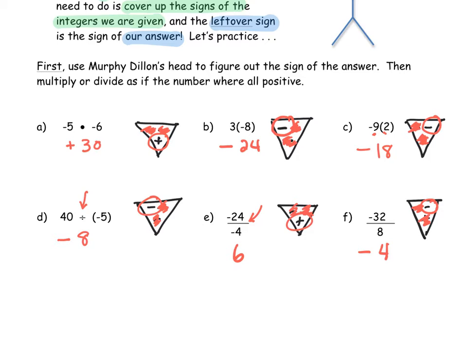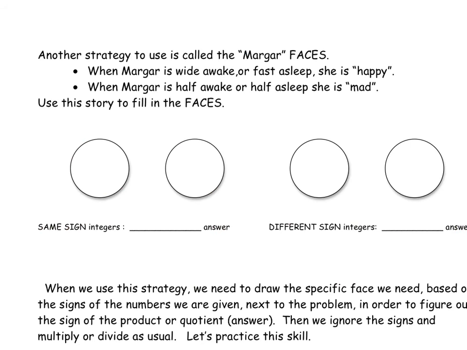Now we're going to look at a different strategy. So please turn to the next page. This next strategy uses faces, and Mrs. Nord named these the Margar faces for our former student. When Margar is wide awake or fast asleep, she is happy. So we're going to draw faces that look like this.